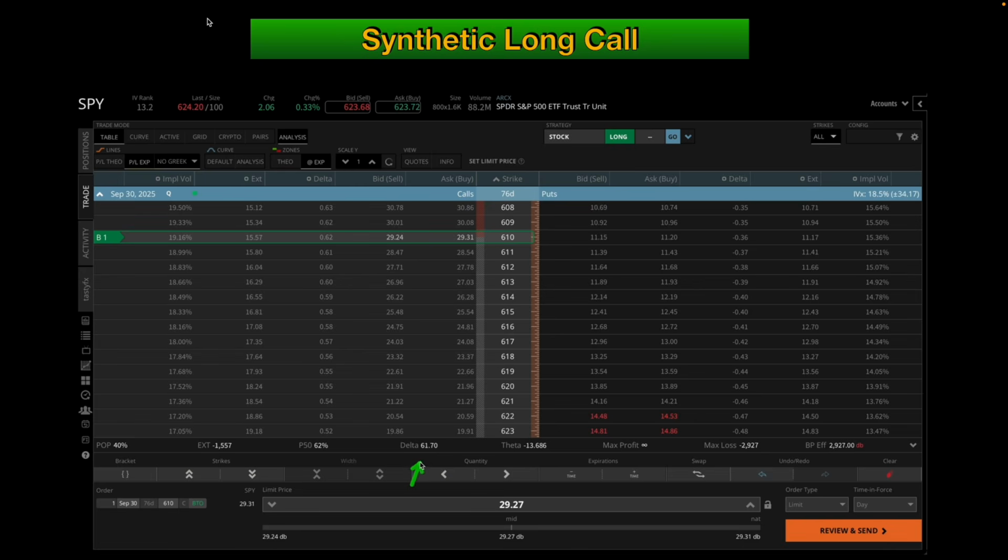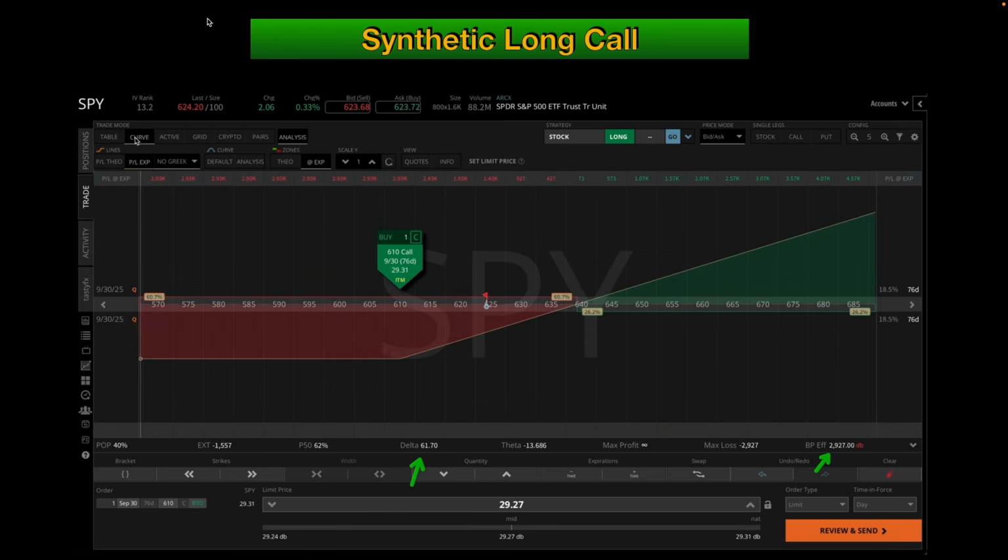So if I populated that, that would give us a delta of 61.7. Our buying power would be reduced by $2,927, which is the cost of the call. And once again, unlimited profit to the upside with limited loss.